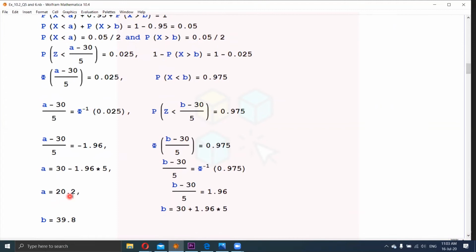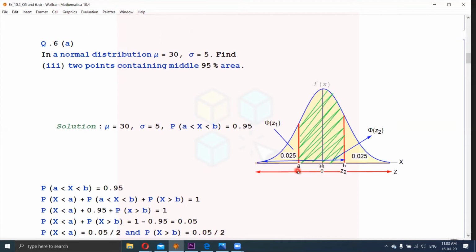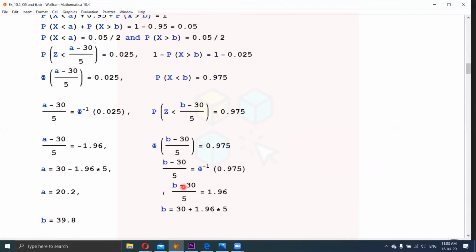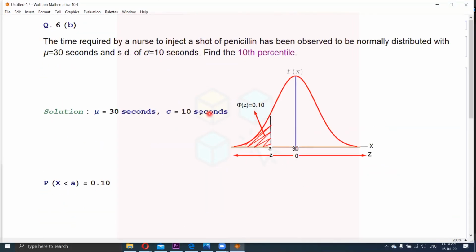A is 20.2 and B is 39.8. So we can verify that these two values are on the left tail and right tail, and the mean, median, mode is 30. So mu is 30, which is in the center, and 20 is on the left side, and 39 is on the right side, the value of B. So it is verified from the figure that these two results are correct.